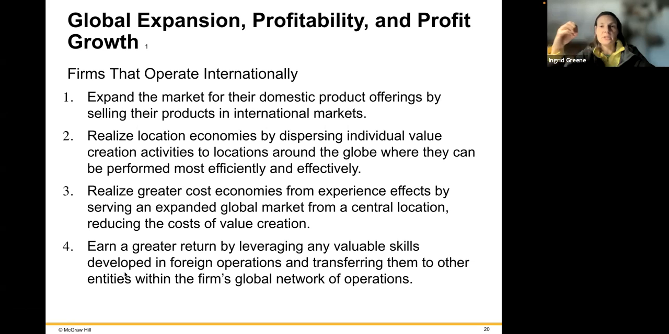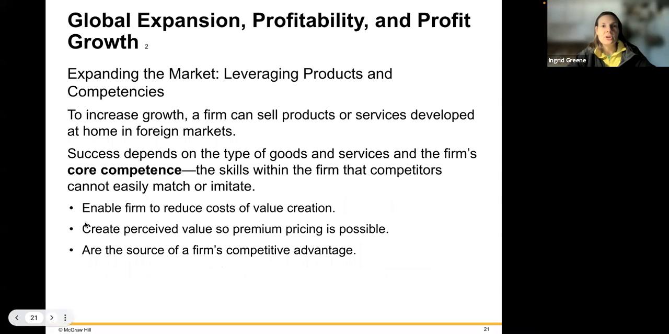We can see that something learned in the Swiss economy, again, about efficiency, getting up early. Right now it's 7 a.m. in California, and I'm recording this video with COVID, that maybe some of those things can be transferred back to the home country. Let's talk about expanding the market, first, leveraging products and competencies.